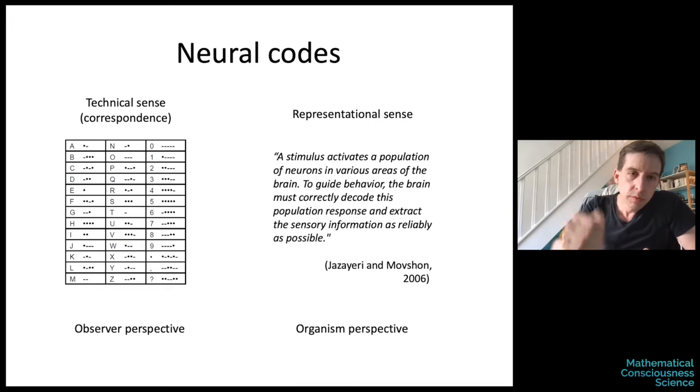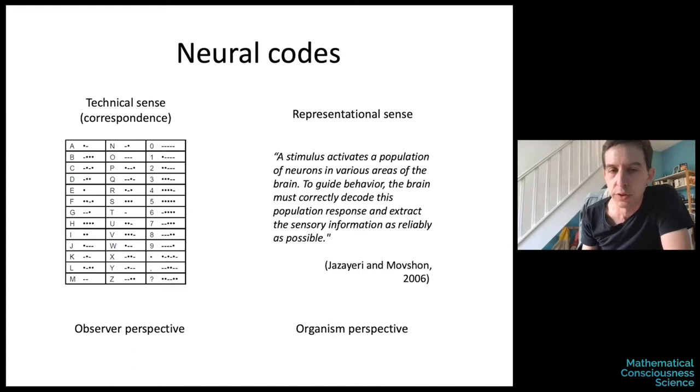So here's a quote from a neuroscience paper on neural coding, which is, I think, representative of the literature on this subject. It says a stimulus activates a population of neurons in various areas of the brain. So here you have the technical sense of a correspondence. And to guide behavior, the brain must correctly decode this population response and extract the sensory information as reliably as possible. In the second sentence, we have something else more related to representations.